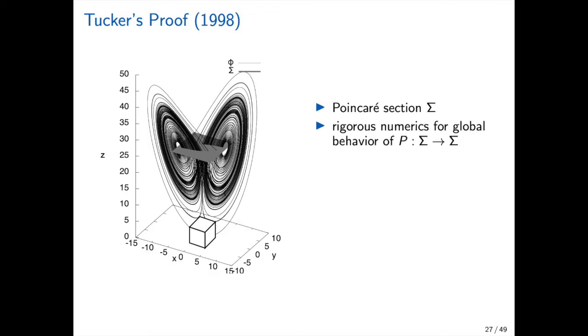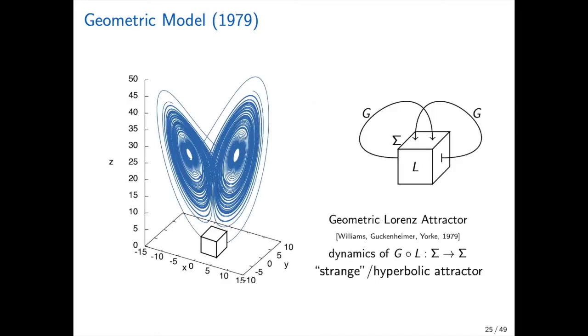The Poincaré map is defined as... Could you go back to a previous slide? Yes. This one? Yeah, so what's the connection between the geometric Lorenz attractors and... There is none. And that's precisely the problem. It's just that the dynamics of this thing look similar to the dynamics of this thing. I see. Qualitatively.